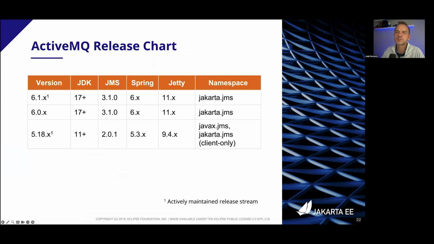So 6.1 is JDK 17 plus, JMS 3.1, Spring 6, Jetty 11. As I mentioned a little bit earlier, we are working on making that jump of ActiveMQ to Jetty 12, which will also take us to the latest version of Jakarta EE. ActiveMQ jumped in kind of midstream, with the whole ecosystem making the change to Jakarta. And so we've got one more step to get current.